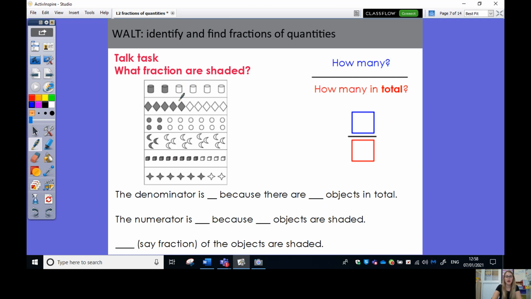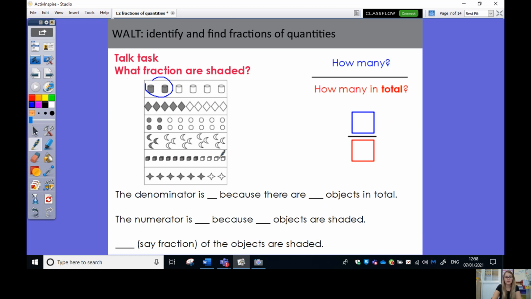In the first one, I would say the denominator is 1, 2, 3, 4, 5, 6, because there are 6 objects in total. And the numerator is 2, because there are 2 objects that are shaded. 2/6 of the objects are shaded. So that would be number 1.